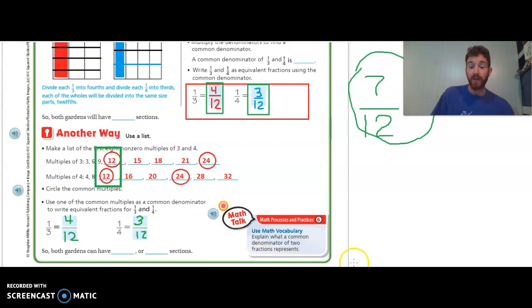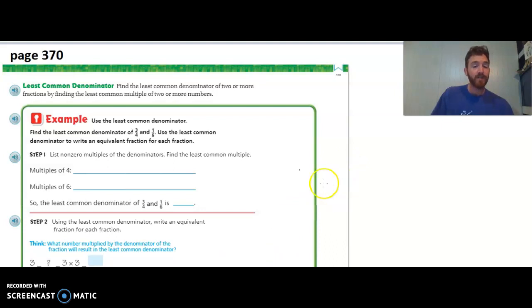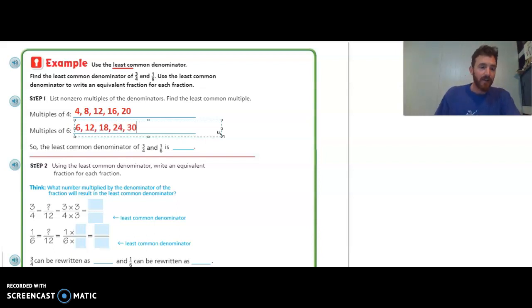Okay, all right. I'm going to go ahead and jump into another one, onto our next page, 370, where we're using fourths and sixths. Okay, so here it says find our least common denominator. Least common denominator is what we're going to be working on. We're going to list multiples of 4. So we can start off by saying 4, 8. Go by 4s, 12, 16, 20. Great. Okay, if I want to go down to doing multiples of 6, I can do 6, 12, 18, 24, 30. Okay, I can keep going.